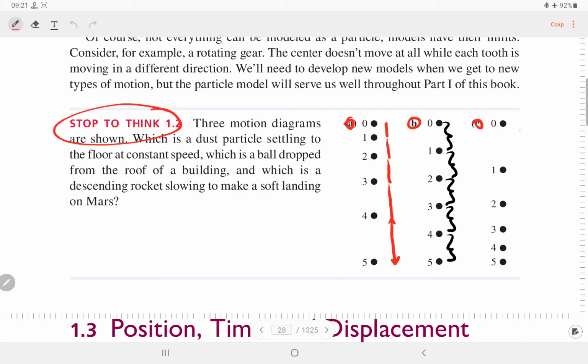Opposite to diagram 1. The initial distance between 0 and 1 is bigger than the distance between 1 and 2, and it's bigger than the distance between 2 and 3. So this is a decelerating motion. Speed is decreasing. Velocity is decreasing. It will stop after some time.